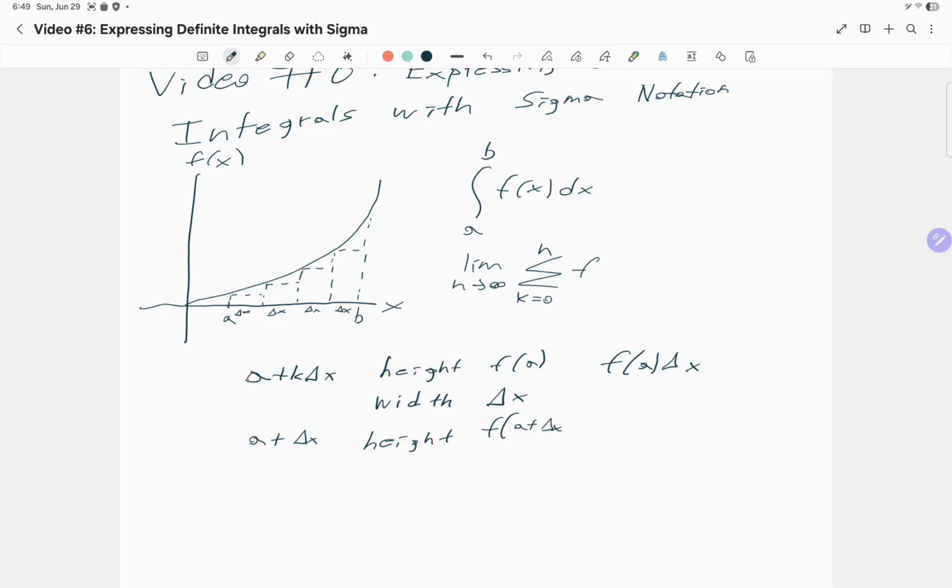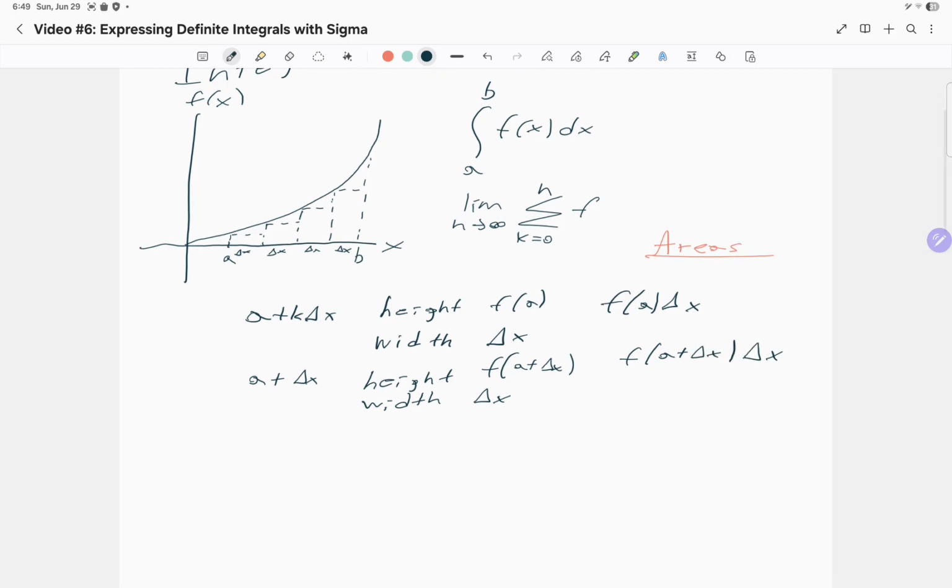f of a plus delta x. And so our width is still delta x. So what's going to be our area here? I'll just say areas here to make this clear. Our area is f of a plus delta x times delta x.